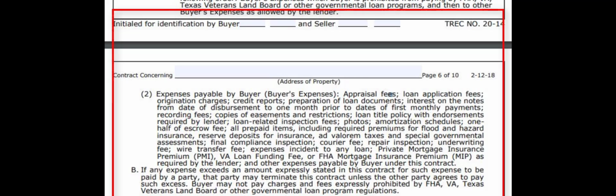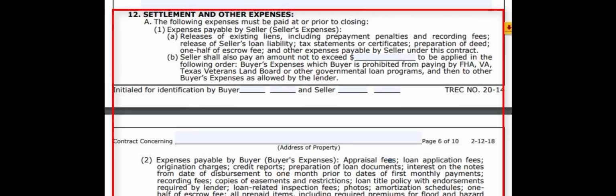And then 12B reads, if any expense exceeds an amount expressly stated in this contract for such expense to be paid by a party, that party may terminate this contract unless the other party agrees to pay such excess. Buyer may not pay charges and fees expressly prohibited by FHA, VA, Texas Veterans Land Board, or other governmental loan program regulations. That was a mouthful. All right, let's go back and go through this.